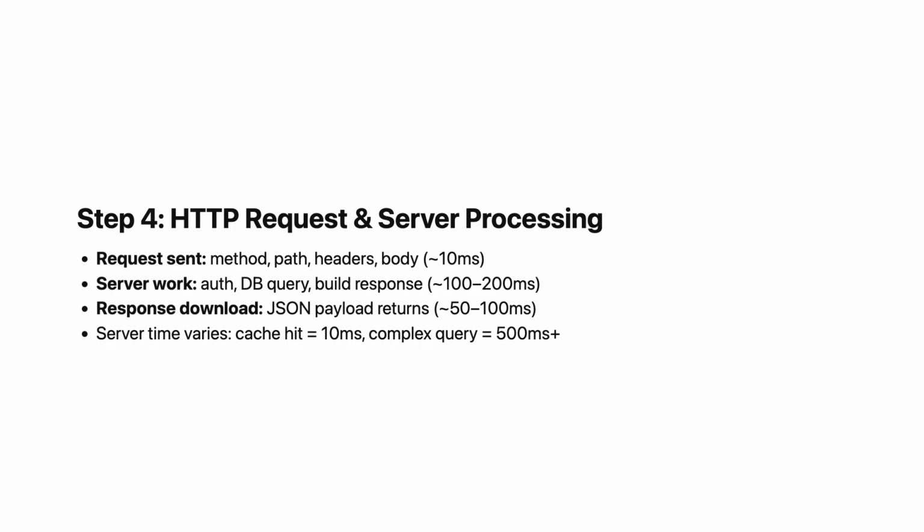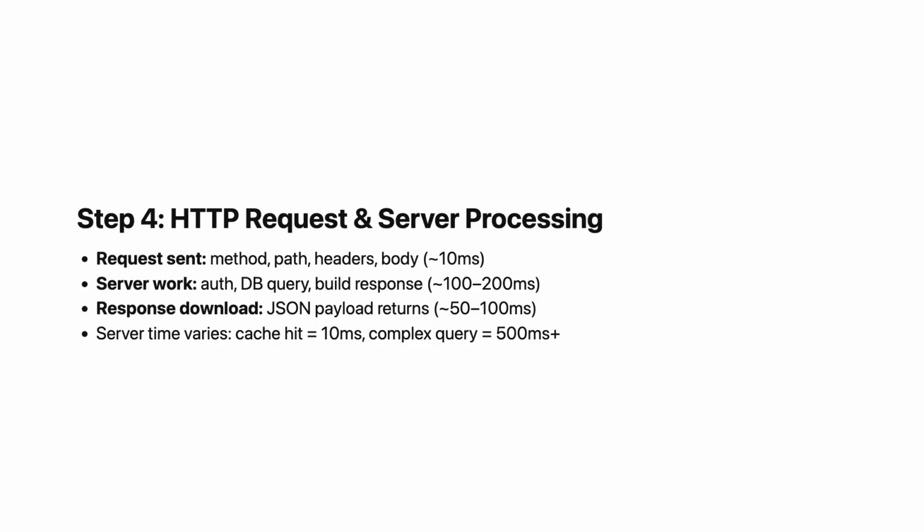Now, finally, OkHttp sends your HTTP request. This includes the method, GET in our case, the path, headers like authorization tokens and content types, and potentially a body. For a GET request, the body is empty, so the request itself is small. Maybe a few hundred bytes, it flies across the wire quickly, then the server receives it.